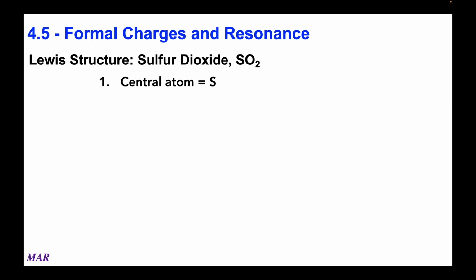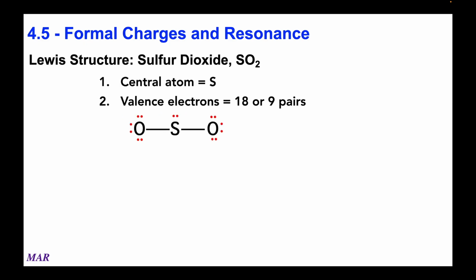Let's talk a little bit more about resonance, why we did that. So sulfur dioxide is SO2. Let's do a Lewis structure for this. Central atom, sulfur, definitely. Oxygens on the outside. Sulfur and oxygen have 6 valence electrons, so 6 times 3 is 18. Divide that by 2, 9 pairs. Put the lone pairs around the atoms. You can see that oxygens have full octets, but sulfur with a lone pair and 2 bonding pairs does not have an octet. And sulfur wants to have an octet.